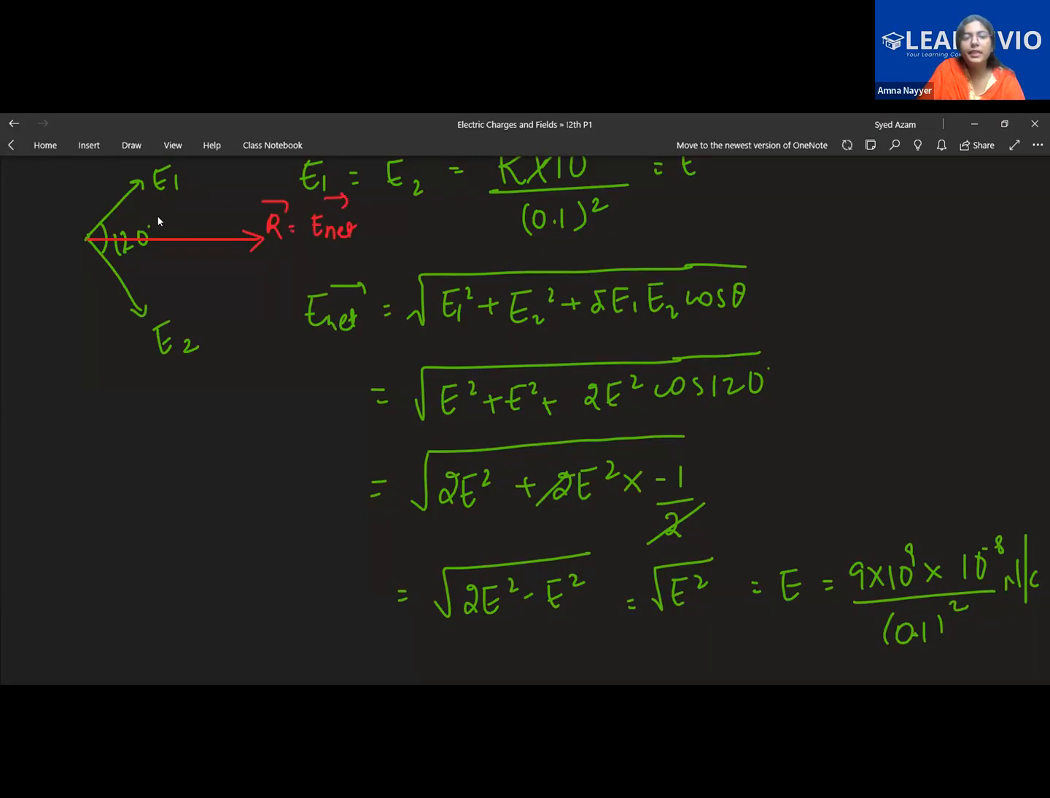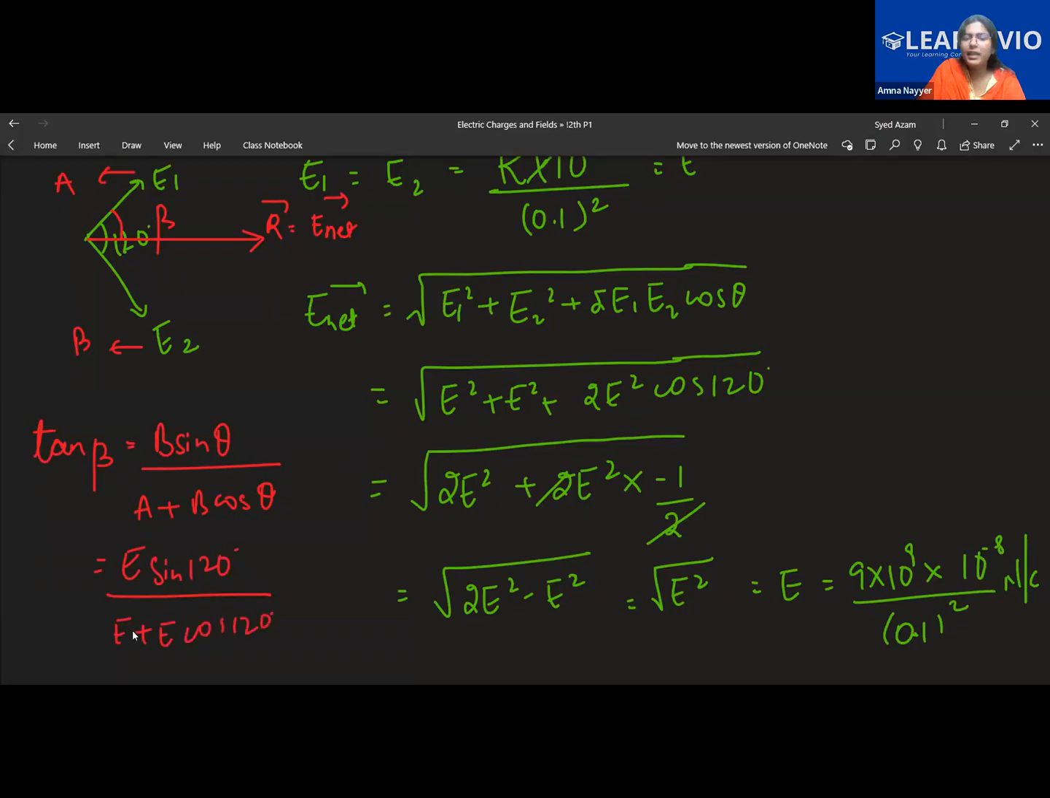You can take beta with any of them, and you can calculate tan beta for the direction also. Tan beta becomes B sine theta divided by A plus B cos theta. Here A is this one, E, and B is this. Right now both the electric fields are the same. When you put E sine 120 degrees divided by E plus E cos 120 degrees, eventually the electric fields will be cancelled. But I'm not solving it till here. I'm just telling you the further direction part for when you have to answer.